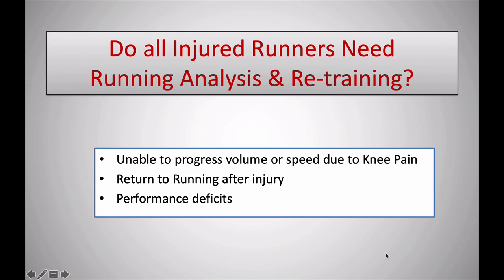unless they can run at least 20 minutes pain free. So I wait for them to do at least 20 minutes and then look at their patterns. For me, there are 3 benefits: if somebody is not able to progress, if they're returning to running after a long injury, and if they're having issues with their deficits. It's a very useful adjunct as part of their general rehab.